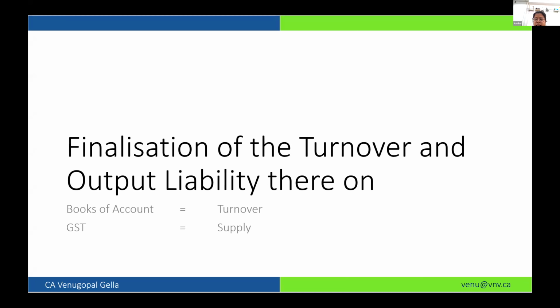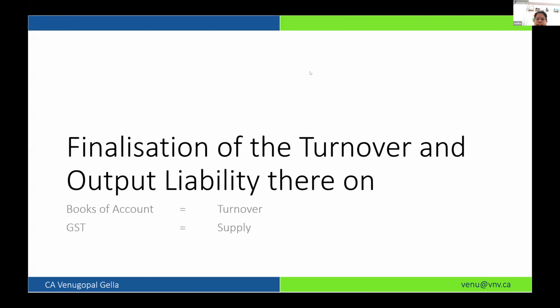Now, finalization of turnover and output tax liability. Finalization of turnover and output liability.